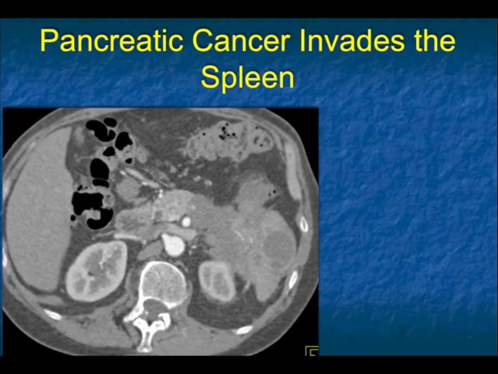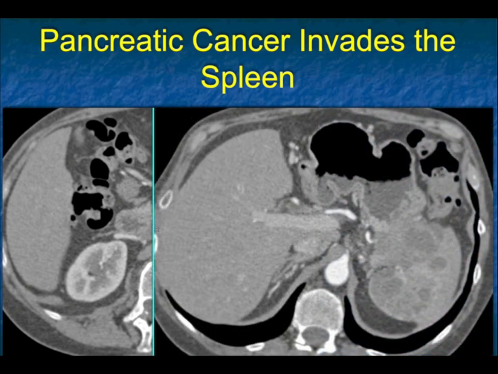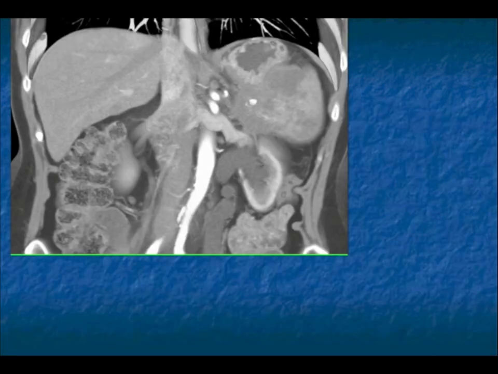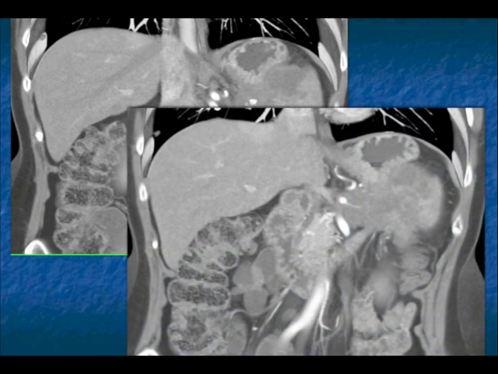In this case, you see a large mass of the distal body and tail of the pancreas involving the spleen. Now, involving the spleen, as I mentioned a few moments ago, does not make you unresectable, because with a distal pancreatectomy, you always do a splenectomy. But in this case, the tumor is large, there's infiltration around the spleen, a bad sign, and there's infiltration and extension to the stomach. So in this case, this patient will be unresectable.